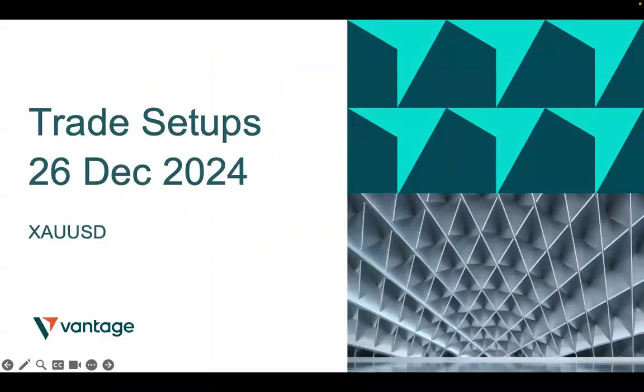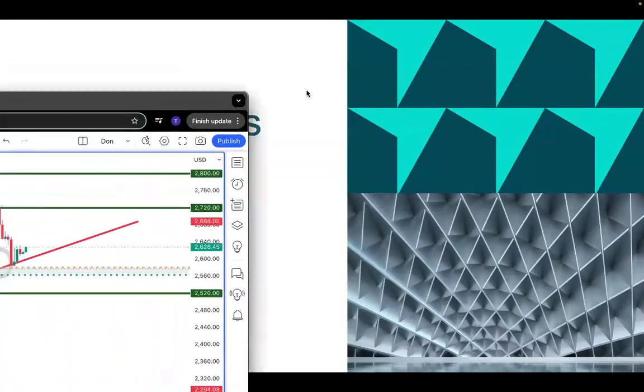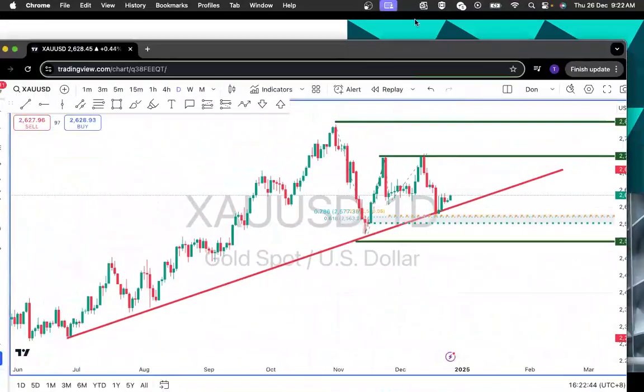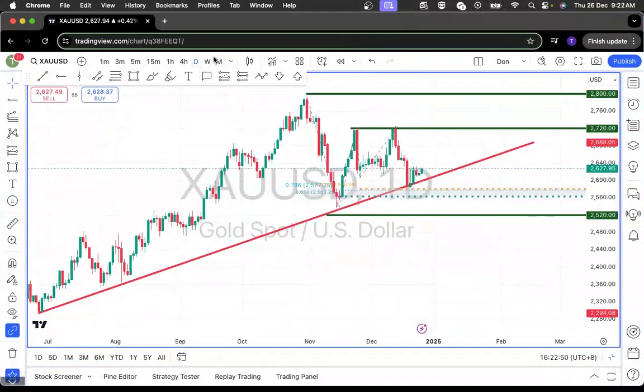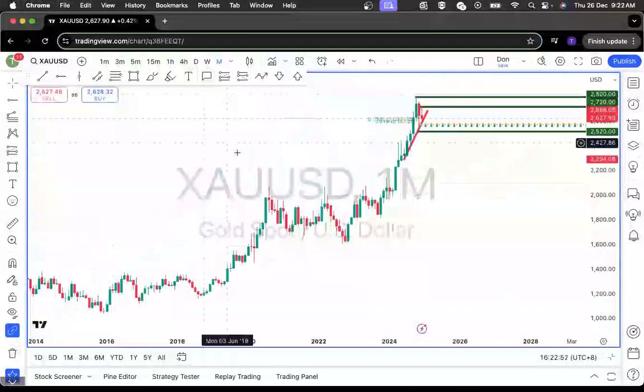So I'm going to be looking at gold. It's a very similar setup that I was looking at previously. And I just want to show it to you guys because I think it's a good example of trending markets. So, for example, I'm just going to move on to the monthly. We can ignore the drawings that are on the screen right now.